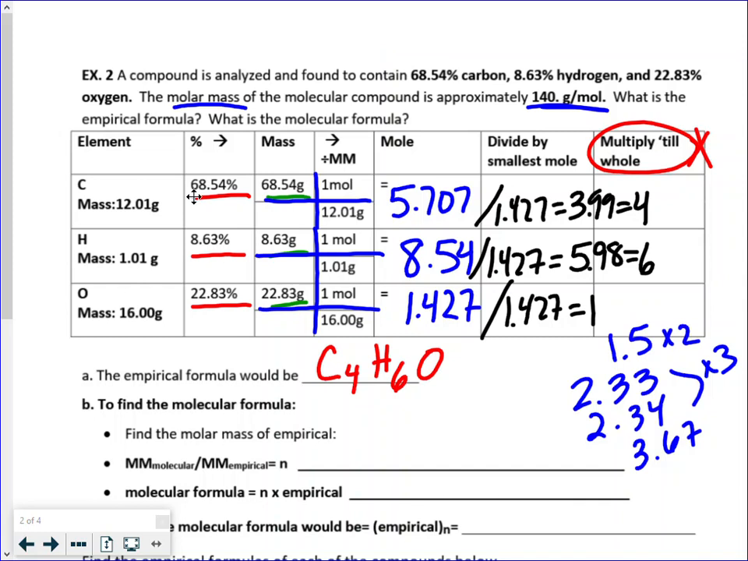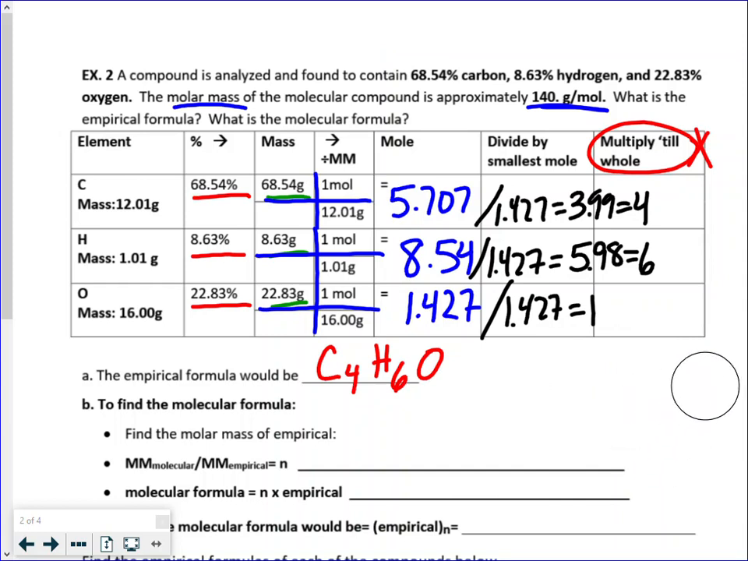Now, finding the molecular formula, we have to do one step before we can get there. We have to find the empirical formula's mass, the molar mass of the empirical formula.